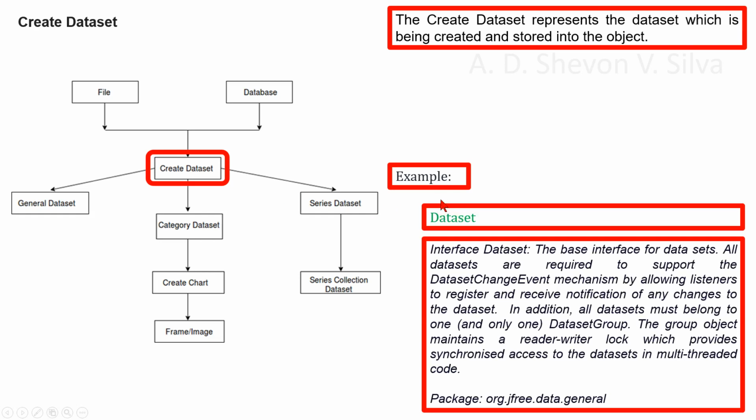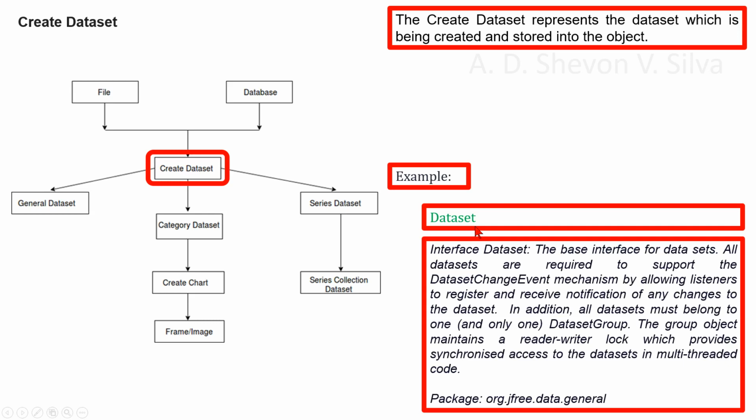Here as an example, we can consider interface Dataset, the base interface for datasets. All datasets are required to support the dataset change event mechanism by allowing listeners to register and receive notification of any changes to the dataset. In addition, all datasets must belong to one and only one dataset group. The group object maintains a reader-writer lock which provides synchronized access to the datasets in multi-threaded code.